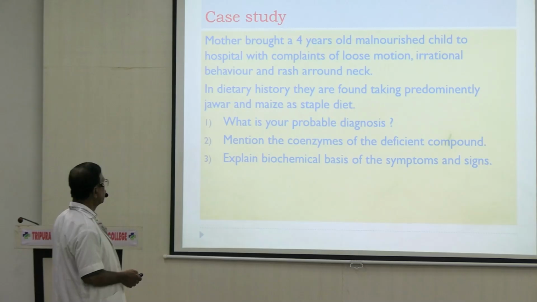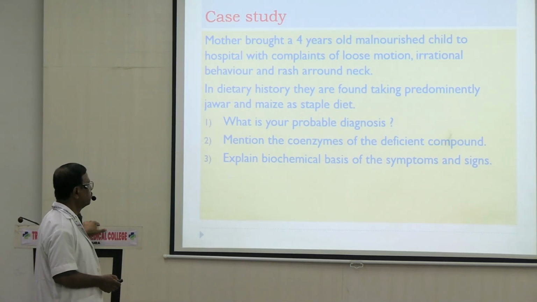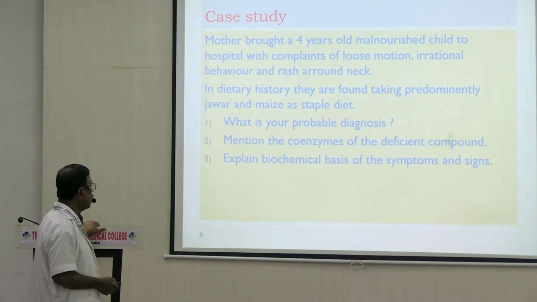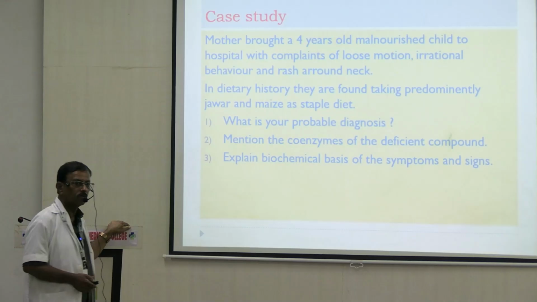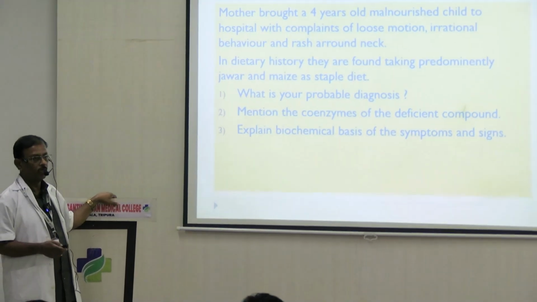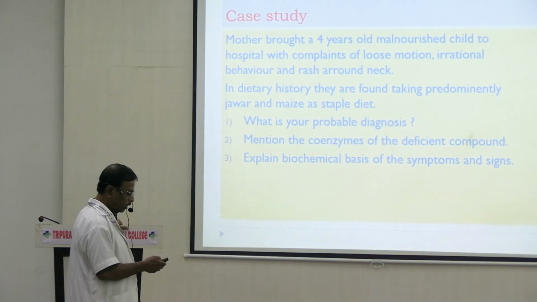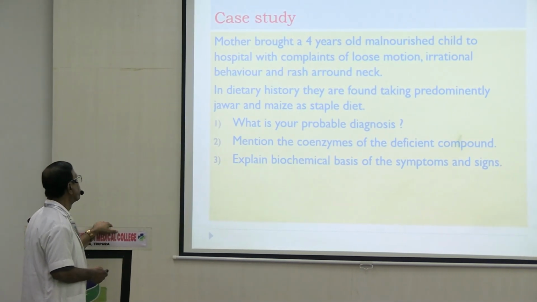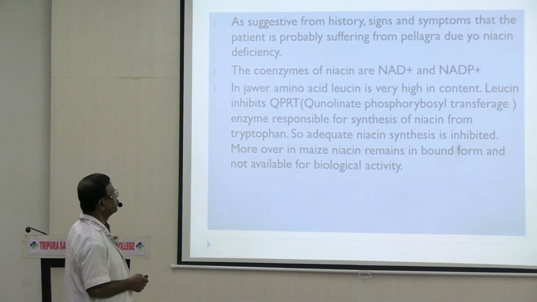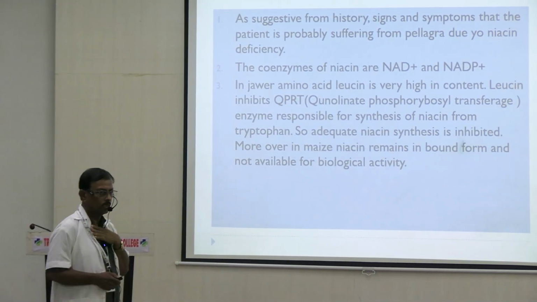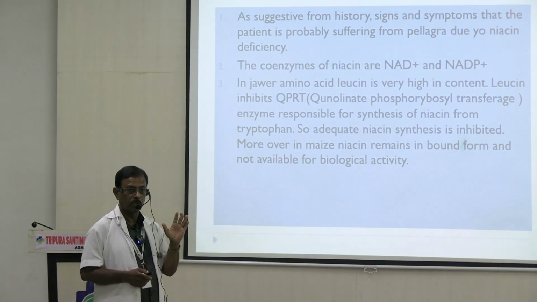Now, the question is, what is your probable diagnosis? Mention the coenzymes of the deficient compound. Explain the biochemical basis of the symptoms and signs. What may be the answer? It is from today's topics only. As suggested from history, signs and symptoms, the dermatitis around the neck is the main thing you have to take into account.